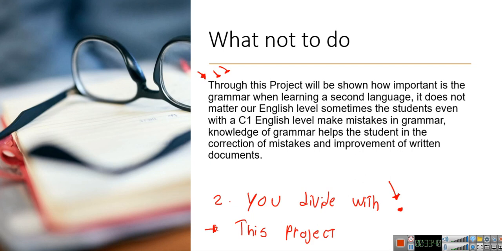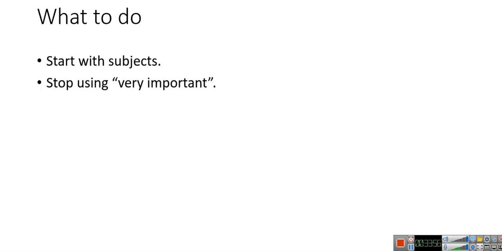Notice the difference. He says, "through this project will be shown how important is the grammar." Very unnecessary. He can make it simpler by saying, this project will show how important is the grammar. Now, when I say start with subjects, start always with, for example, the boy, I don't know, made his homework.